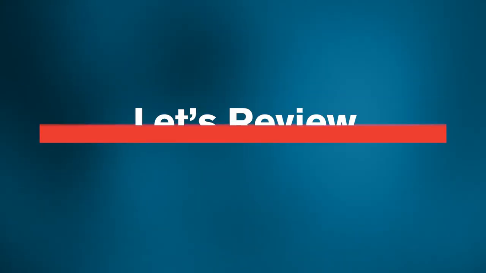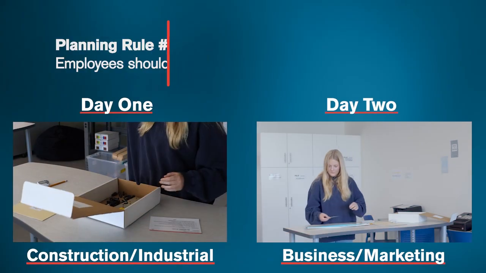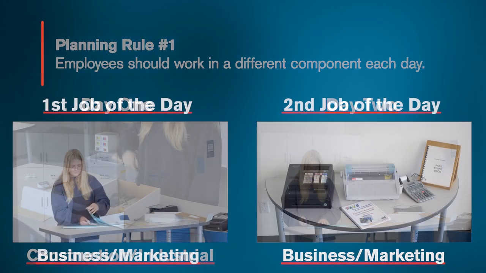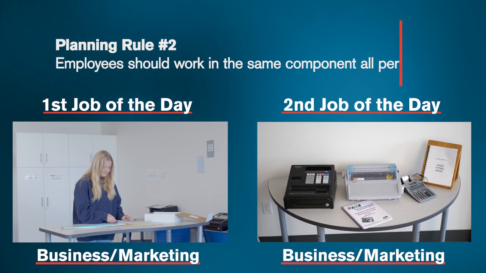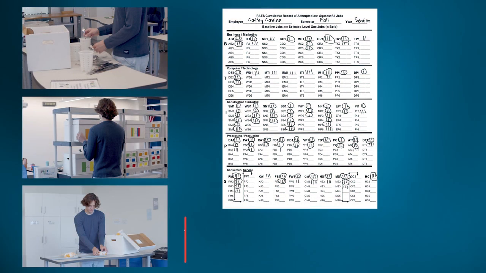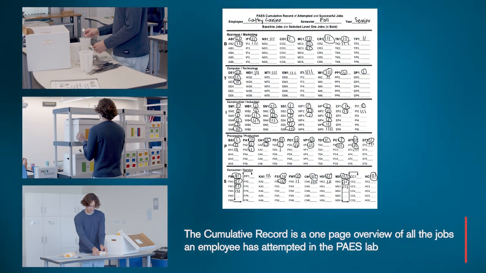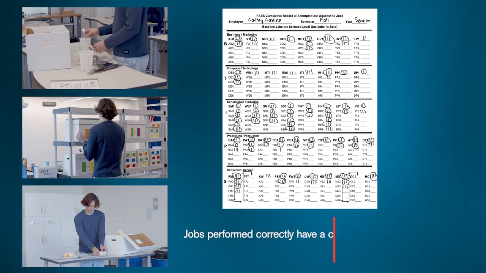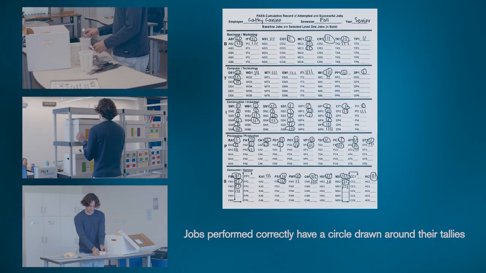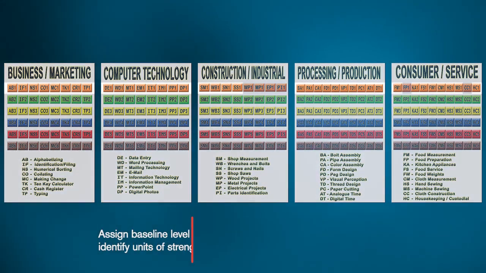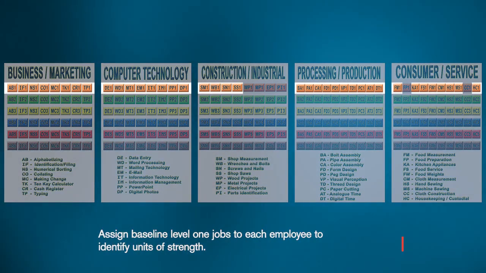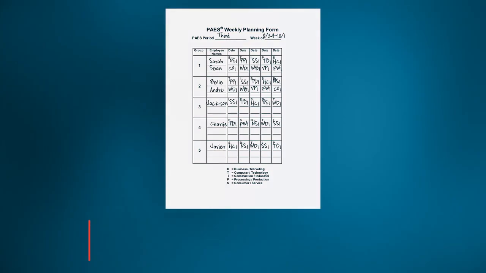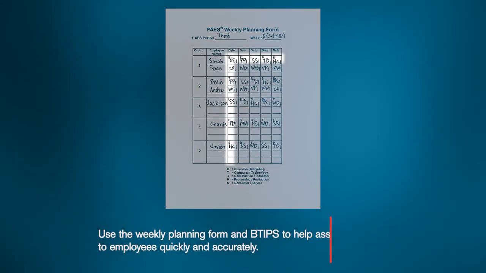Now that you've learned how to assign jobs in the PAES lab, let's review. Employees work in a different component each day, but the same component for the entire PAES shift. The cumulative record is a one-page overview of all the jobs the employee has attempted in the PAES lab. Jobs performed correctly have a circle drawn around their tallies. Assign baseline level 1 jobs to each employee to identify units of strength. Use the weekly planning form and BTIPS to help assign new jobs to employees quickly and accurately.